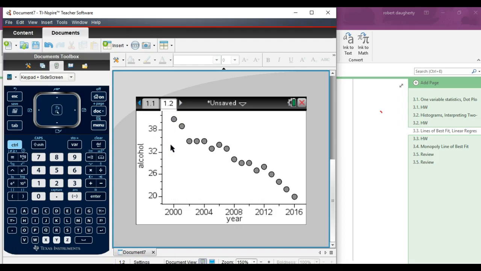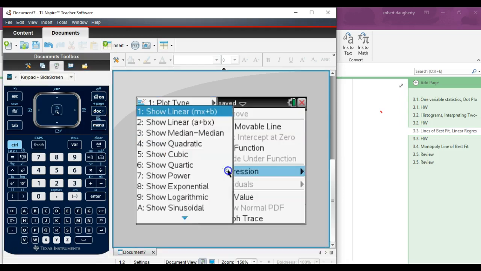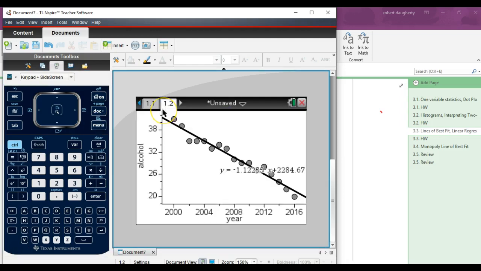So now you look at this and you see that's the scatter plot. Do you feel like a linear model might fit well to this data set? Probably better than what we did with the Electoral College a minute ago. Now to answer, you've got to create that. So analyze, regression, mx plus b. And now I see this is the line of best fit.